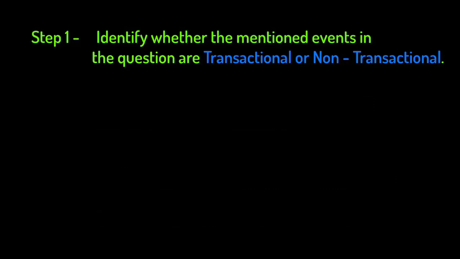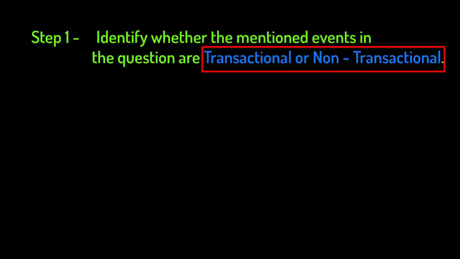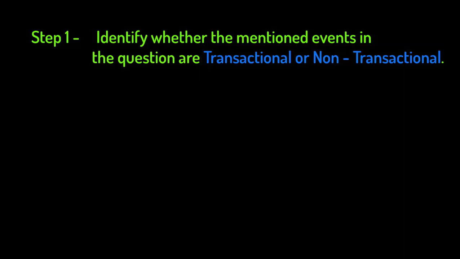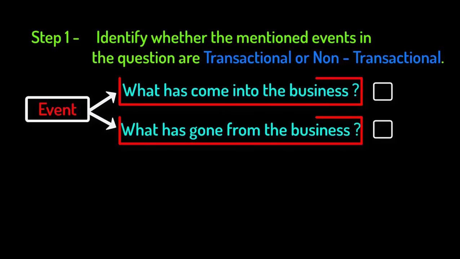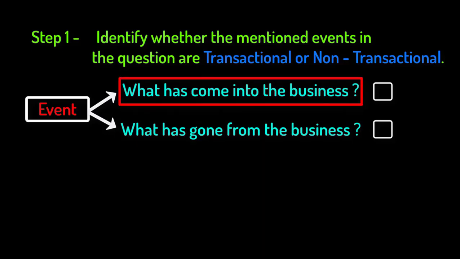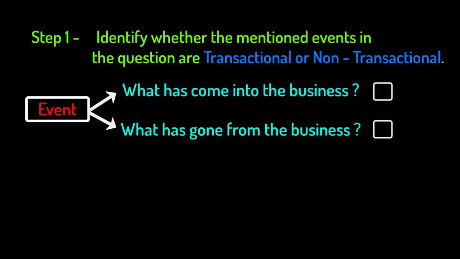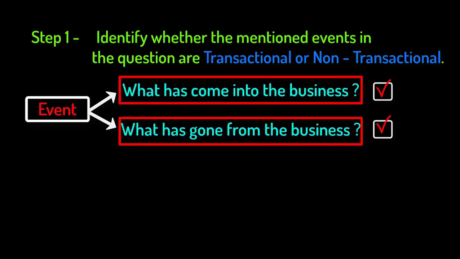In step 1, you have to identify whether the events are transactional or non-transactional. By using a simple trick, you can easily identify them. For this, you have to ask yourself 2 questions only. What has come into the business and what has gone from the business? If you get only the answer of one question or only the answer of the other question or both the answers of these 2 questions, then you will have to assume that the event is a transactional event.